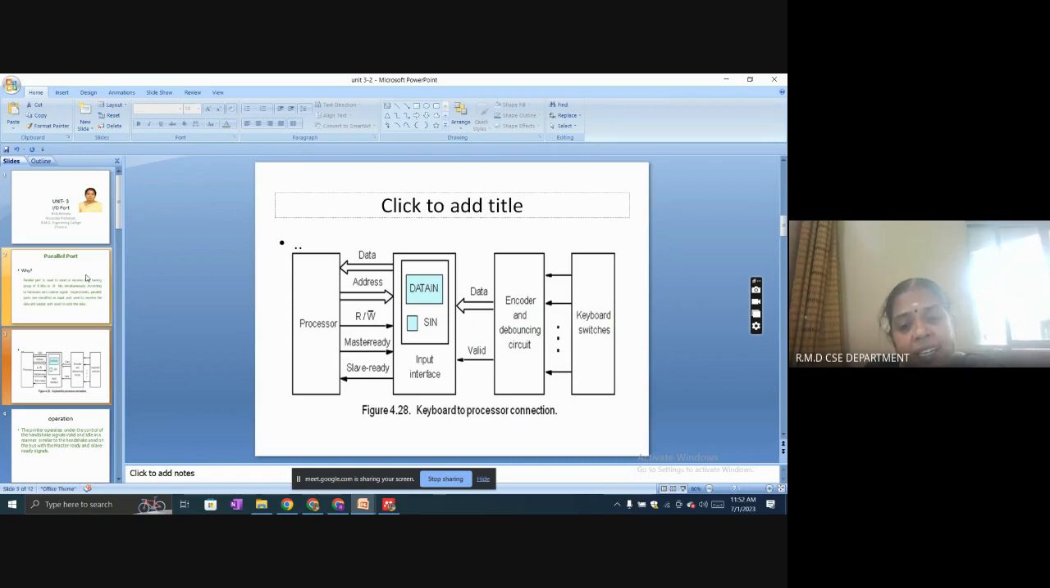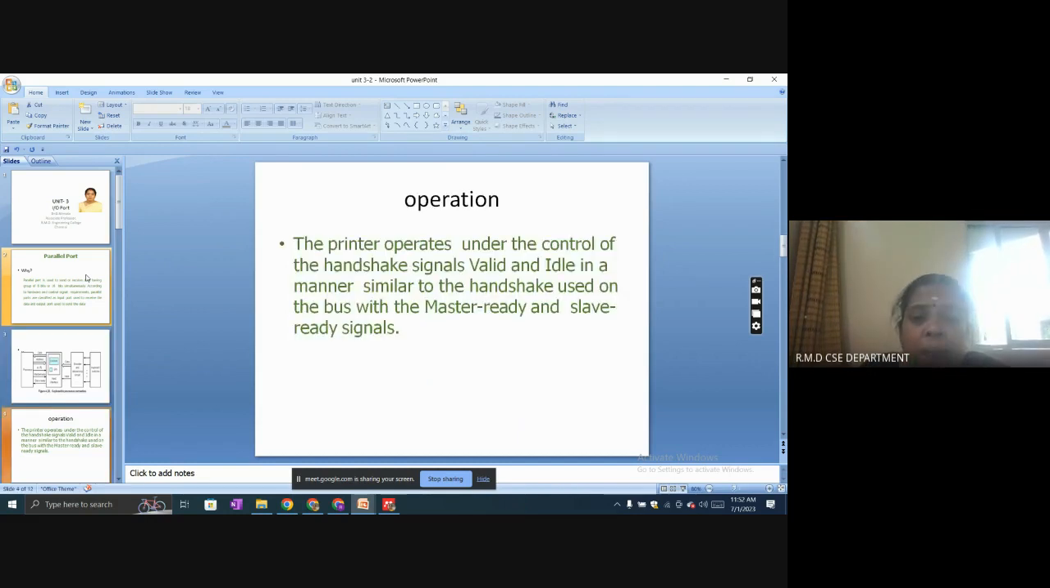It is otherwise called a parallel interface because sending and receiving of the data take place simultaneously, as in parallel processing. The printer operates under the control of the handshake signal. The handshake signal has master ready and slave ready. It is valid and idle, in a manner similar to the handshake used on the bus with the master ready and the slave ready signals.